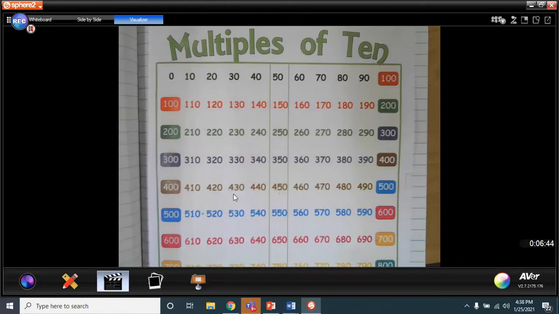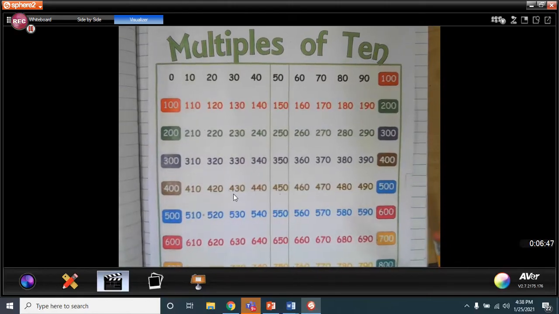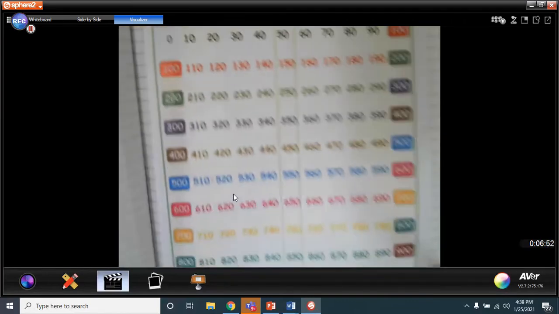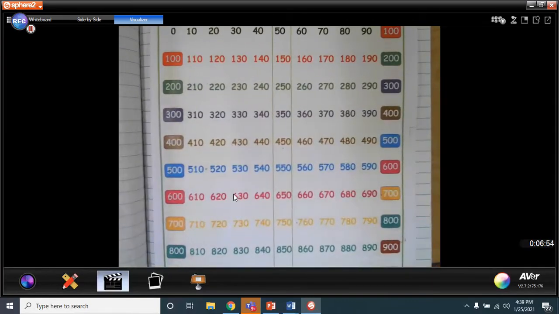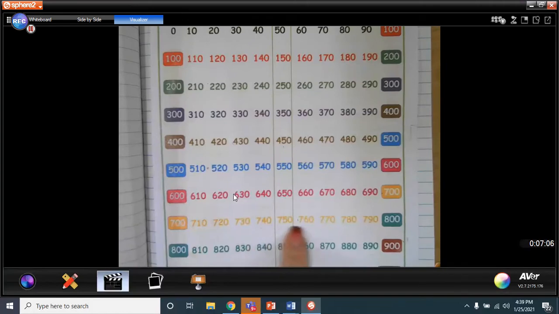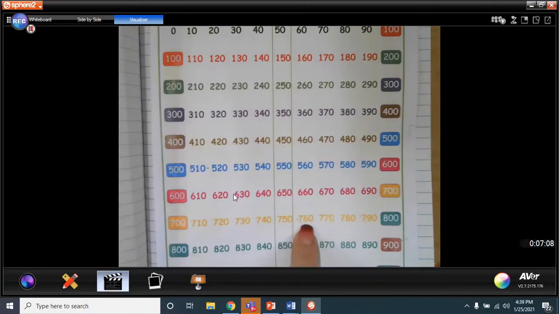The first number we're wanting to round to the closest 10 is 765. So if we look for 765, it's not going to be on the chart, but we're going to be able to decide where it is. So 700 is right here. We're looking for 760. Here's 760, and thinking about where 765 is, well, it's going to be between 760 and the next 10, which is 770.